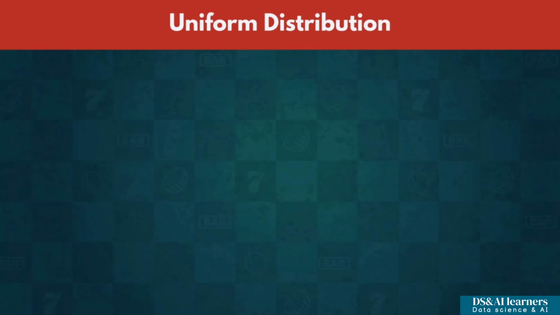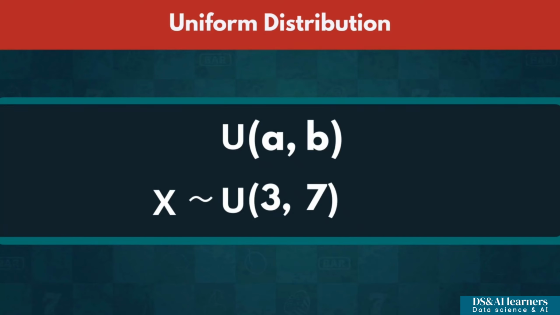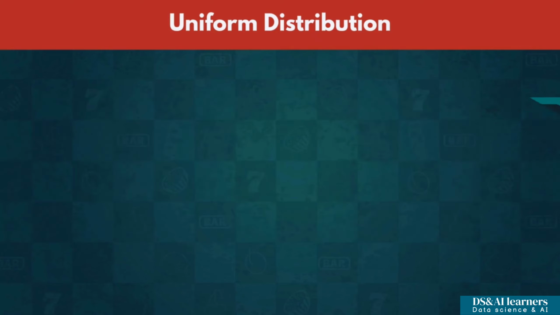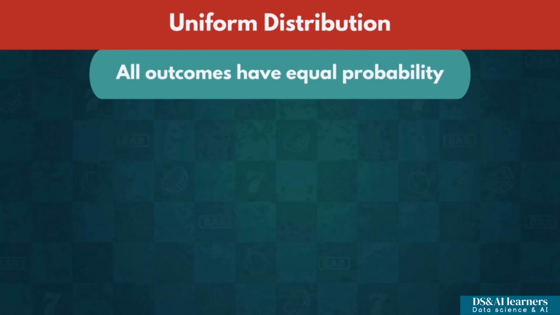Hi there. In this lecture, we are going to discuss the uniform distribution. For starters, we use the letter U to define a uniform distribution, followed by the range of the values in the dataset. Therefore, we read the following statement as, variable x follows a discrete uniform distribution ranging from 3 to 7. Events which follow the uniform distribution are ones where all outcomes have equal probability.